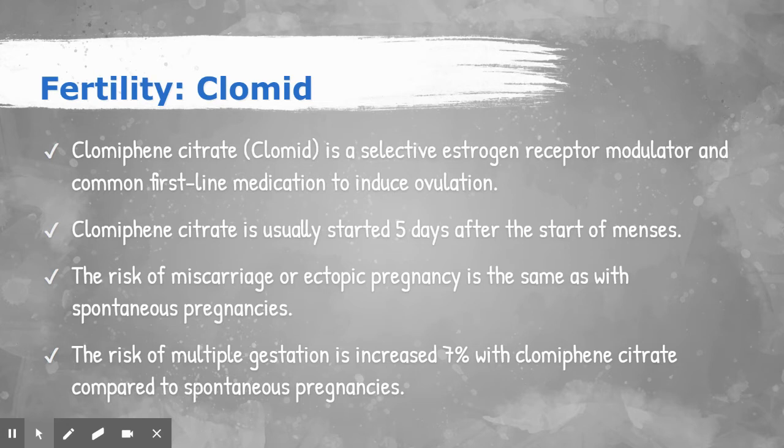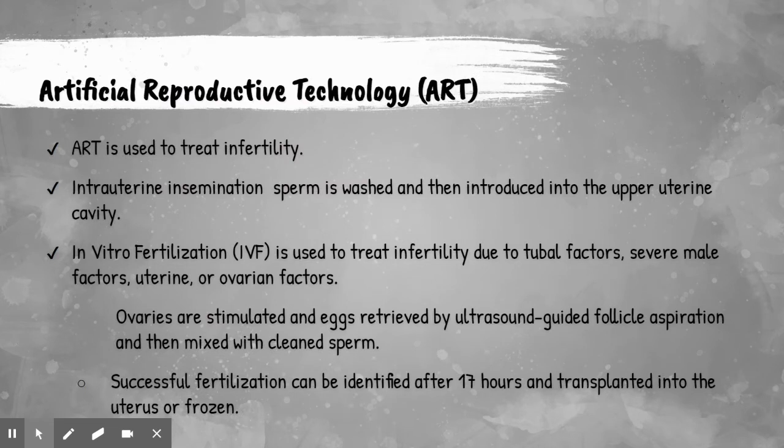There is a risk of multiple gestation. That's probably your biggest risk. It's increased 7%, but they go up on the dose every month. If you start, say, in October, you're not pregnant. November, they're going to increase your dose a little bit. The risk increases as you go on. So if Clomid doesn't work, we have assisted reproductive technologies. There are injectable hormones that induce ovulation. These have higher risks of multiple gestation.